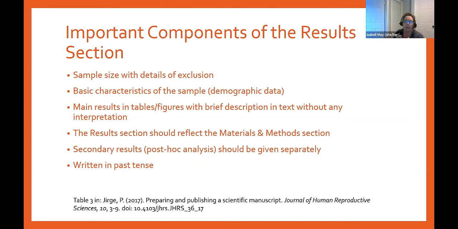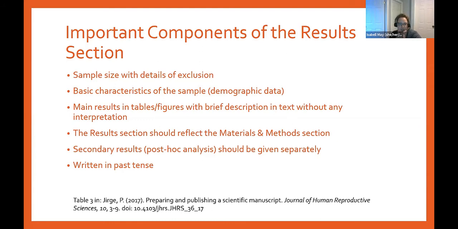So you got to make sure you have a sample size with details of exclusion. This really will apply to all of you, right? Because all of you work with sample size populations. Basic characteristics of the sample, demographic data, often table 1, right? That's a classical table 1. If you didn't already have a table in the method section, it's the first table in the results section. And again, main results in tables and figures with brief description, and text without any interpretation. Interpretation and analysis are interchangeable; I use them interchangeably here.